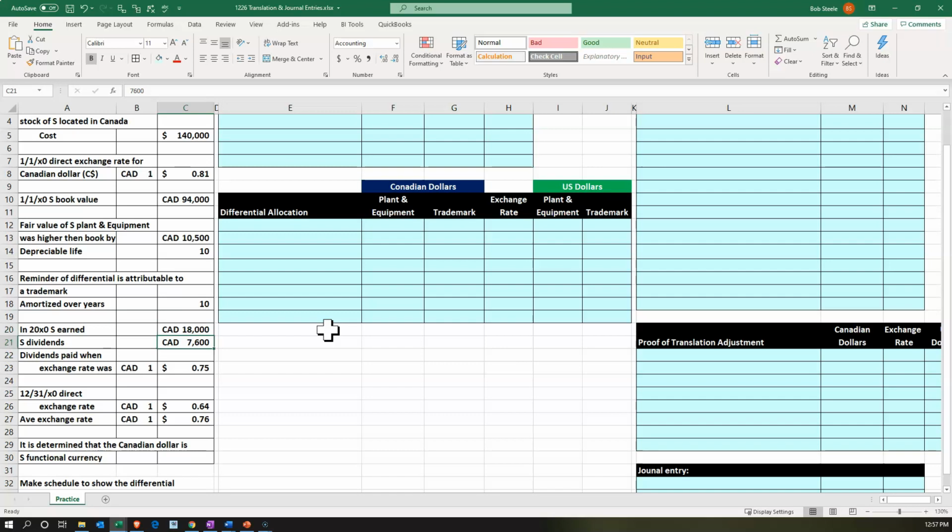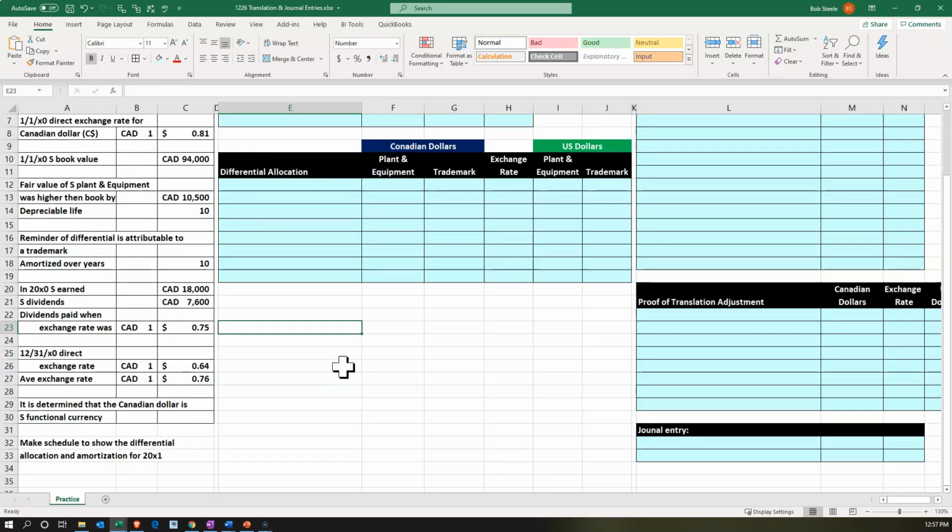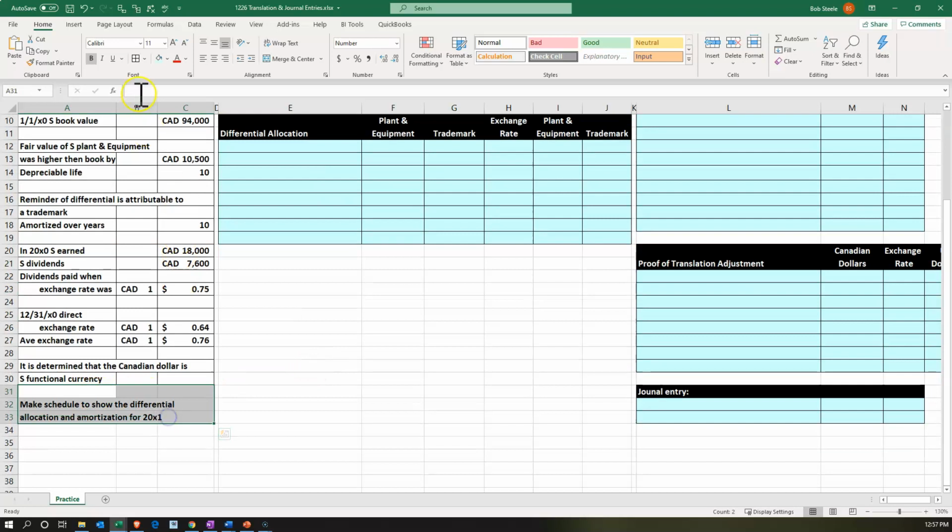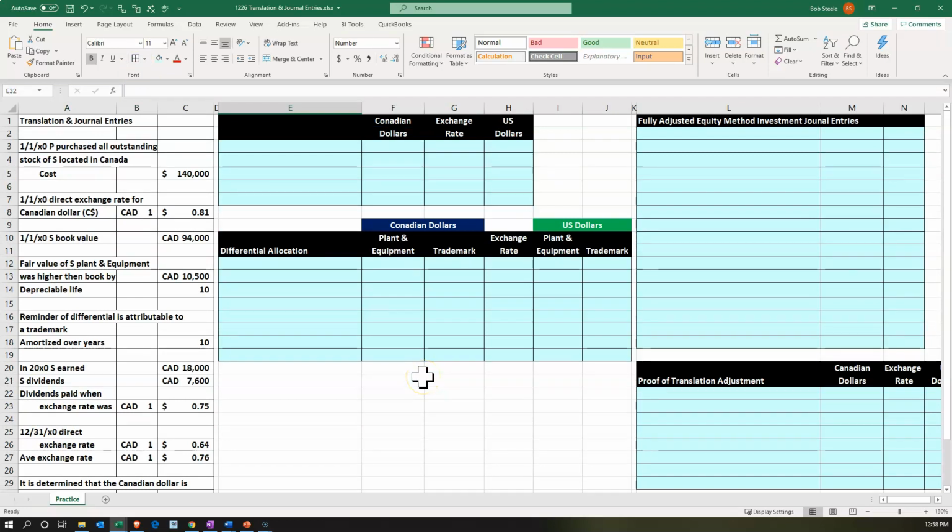They had dividends for the subsidiary of $7,600, and the dividends paid exchange rate was 1 Canadian dollar to 0.75 US dollars. And then on 12/31X0, the direct exchange rate is 1 Canadian dollar to 0.64 US dollars. The average rate is going to be 1 Canadian dollar to 0.67 dollars. So it is determined that the Canadian dollar is S's functional currency. So the functional currency for S we've determined then to be the Canadian dollar. So we're going to make a schedule to show the differential allocation and amortization for 2000X0.